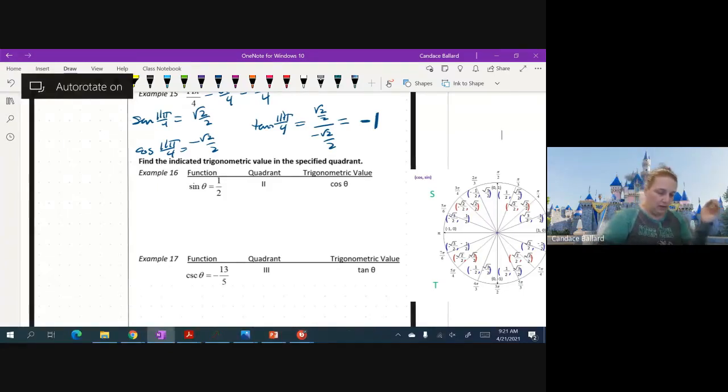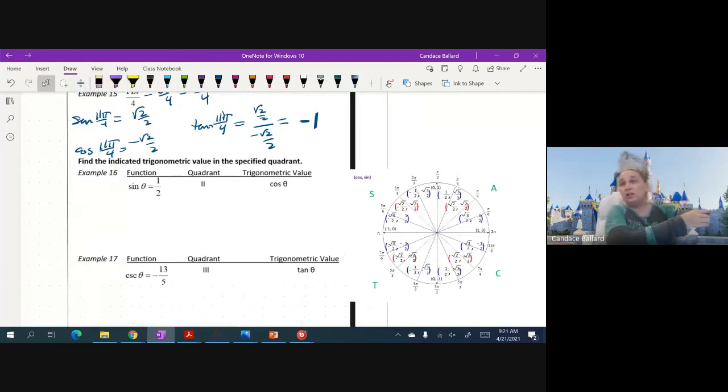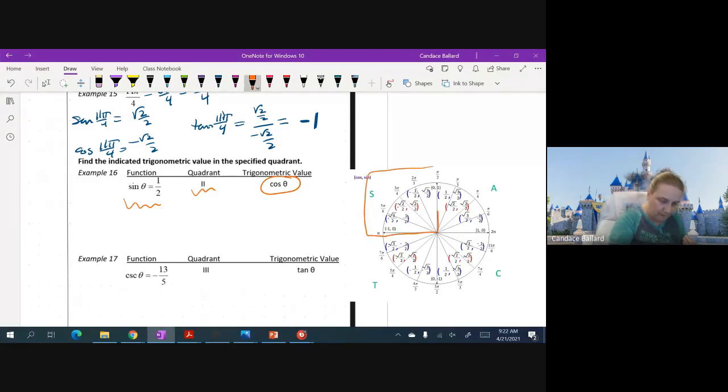So it's giving us some information here. It's saying, hey, we need to figure out what cosine is. So they're asking us to find cosine. But what we know about the function is that the sine value is 1/2, and we're in quadrant 2. Okay, good morning, April. So we're going to go to quadrant 2. So quadrant 2 is right here. Okay. And I am going to look for where this sine is equal to 1/2.